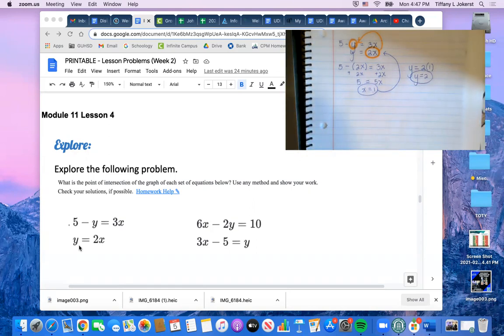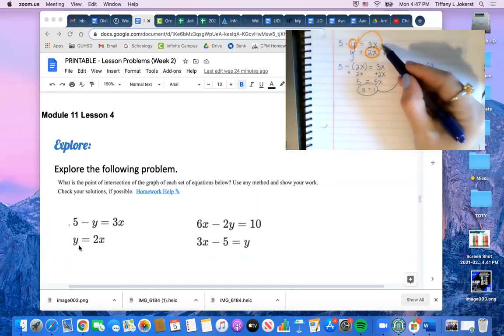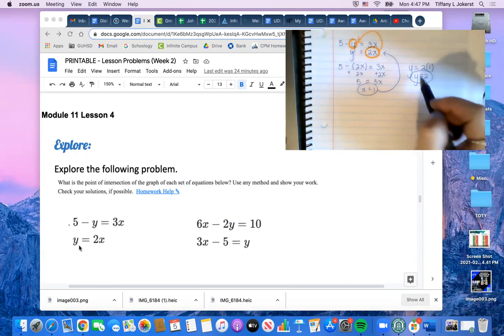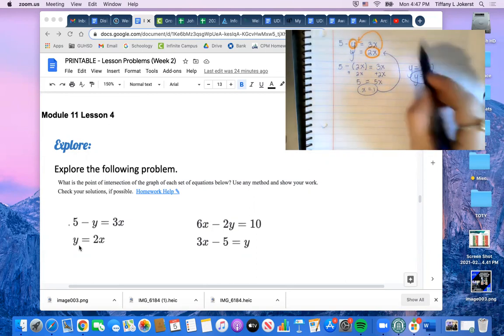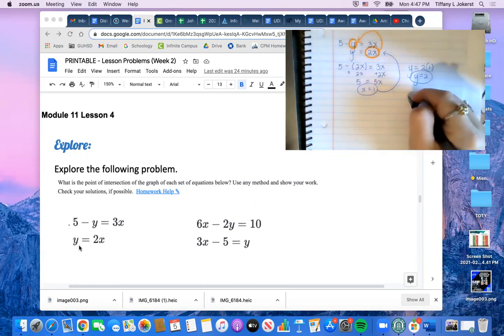To double check this, I always like to double check. I'm going to go ahead and plug it into the top one because we only plugged it into the bottom one to solve it. So now I'm going to plug it into the top one to make sure it works in that one too. This is kind of like our check.